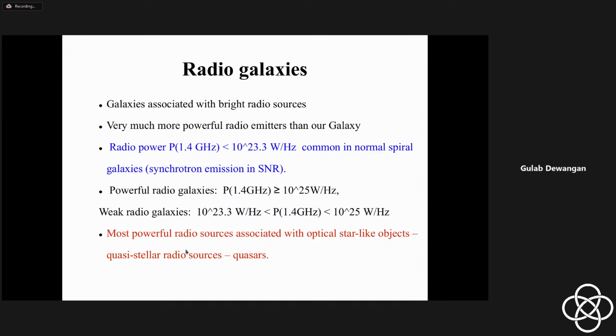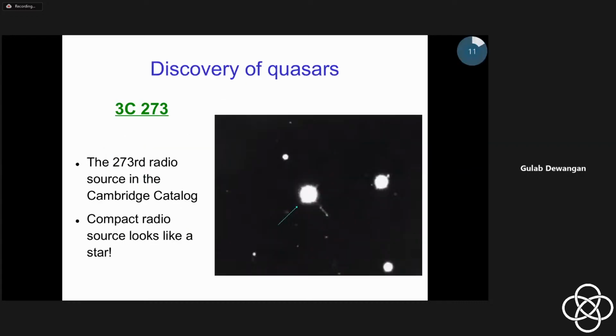And what people found is that the most powerful radio sources are associated with optical star-like objects, and therefore they are called quasi-stellar radio sources, or quasars. And this is one example of a radio source, 3C273. This is the 273rd source in the third Cambridge catalog. And when people identified the radio source with an optical source, here is the optical. So you see, this is just like a star, and there are other objects which are really stars.